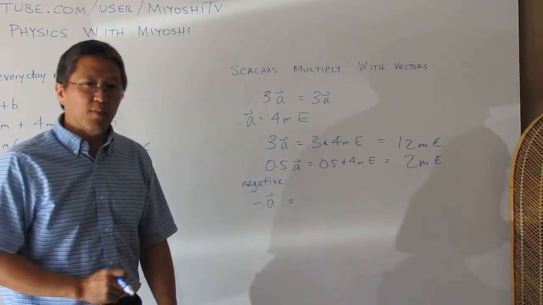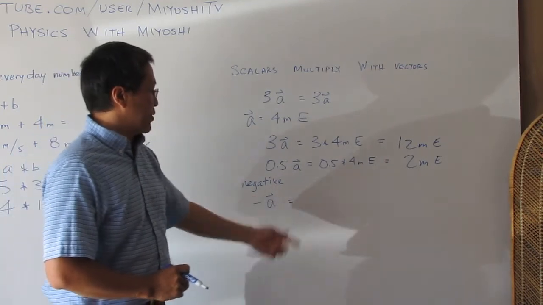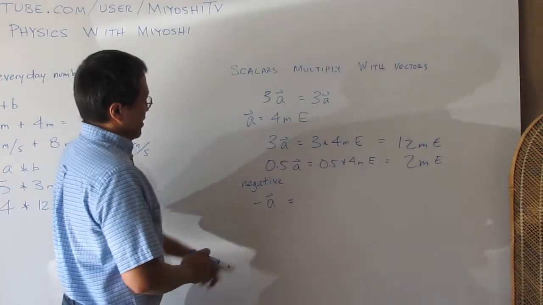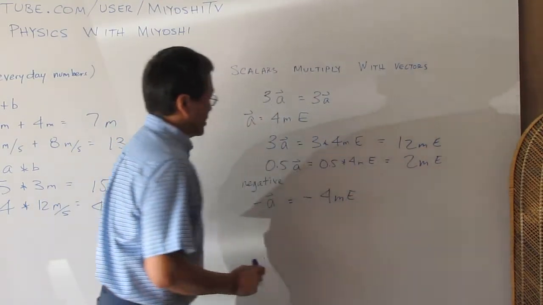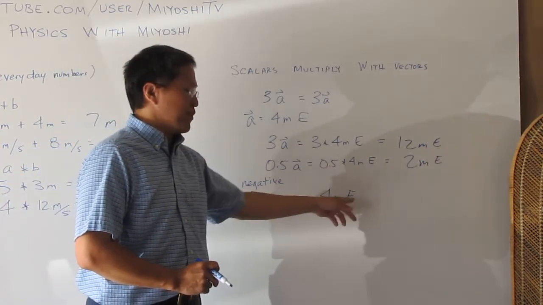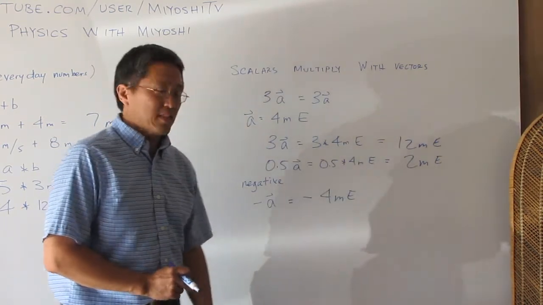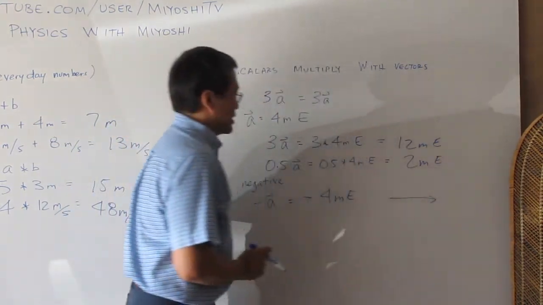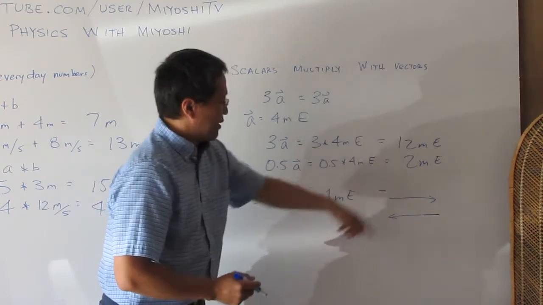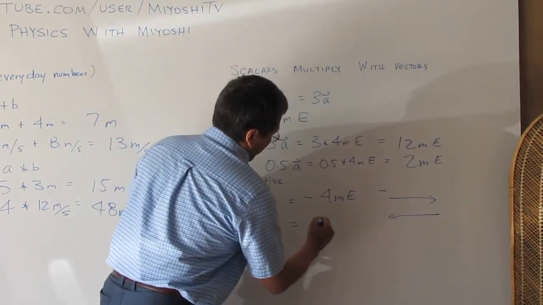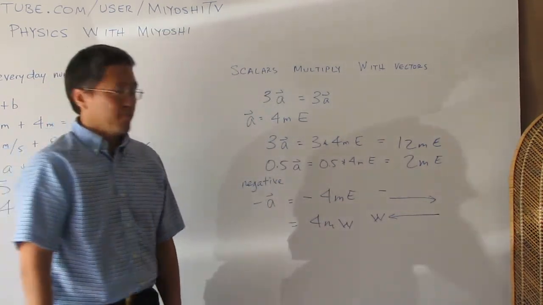In the case of a negative, if you multiply a vector by a negative number, you are going to just flip the direction. So in this case, if I have negative A, that would be negative 4 meters east, which is normally not what you want. If you're using north, south, east, and west as your direction vectors, you don't want to use negative 4 meters east. What we'd rather do is swap the direction instead of having the negative, and this would then be 4 meters in the west direction.